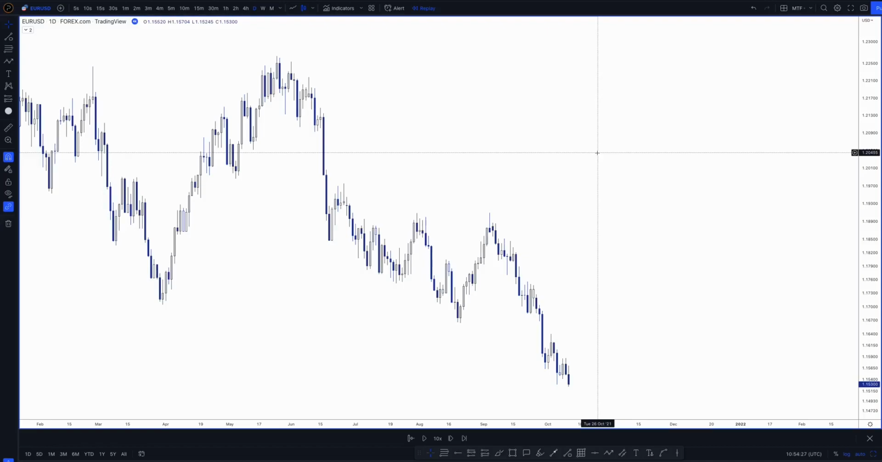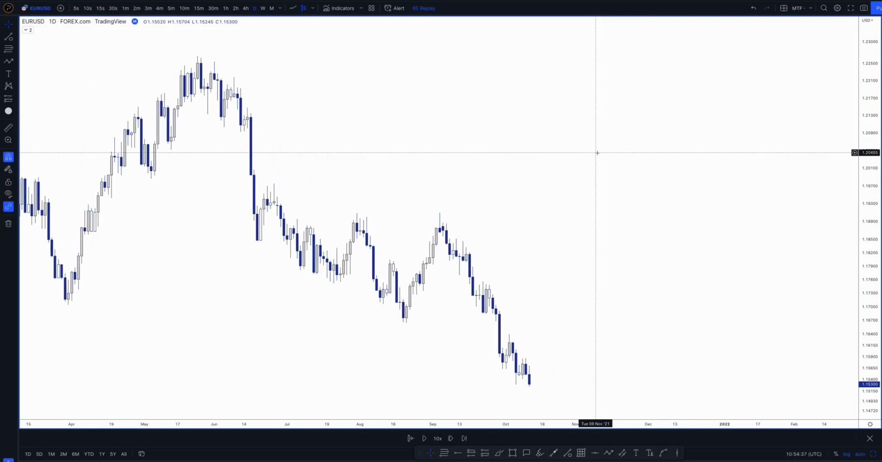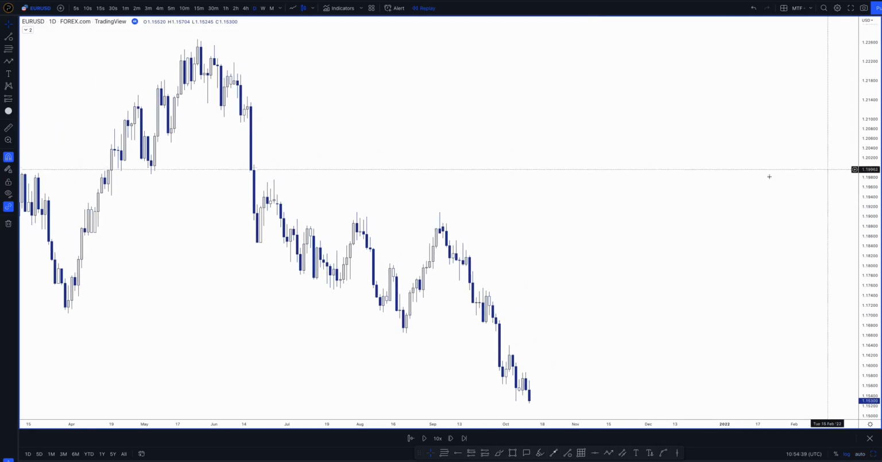Okay, so now we are going to apply the concepts using bar replay and go a little bit more slowly, analyzing it just like I would in the live market. And we're going to look at 3 timeframes in this instance.